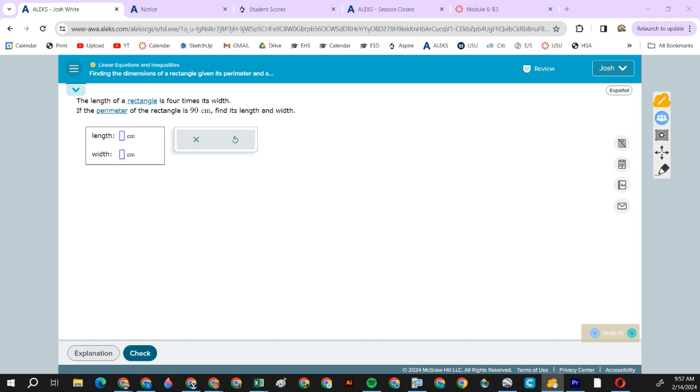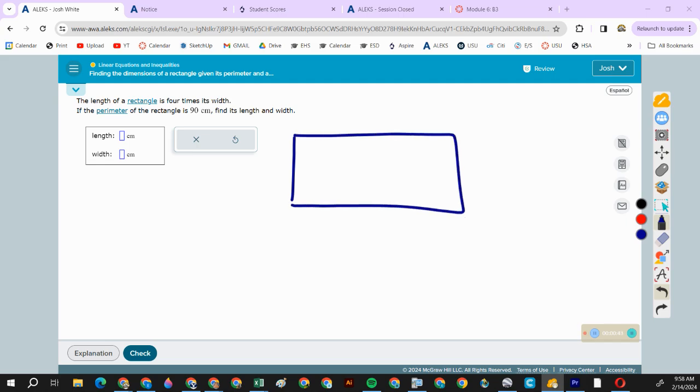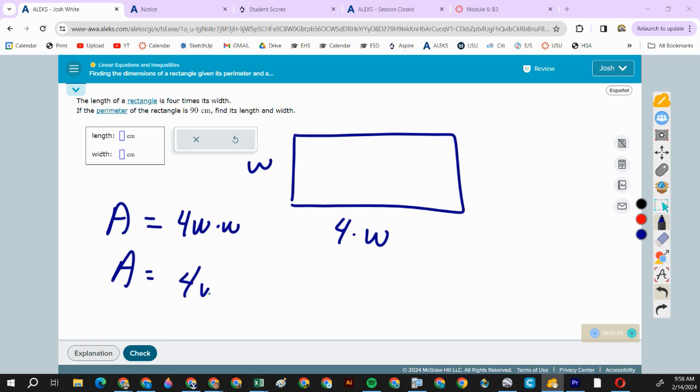Here we have a rectangle, and the length of the rectangle is 4 times its width. So if this is the width, then the length is 4 times the width. So the area of the rectangle is going to be 4w times w, or 4w squared. And we know that the perimeter of the rectangle is 90 centimeters. What is the length and what is the width?